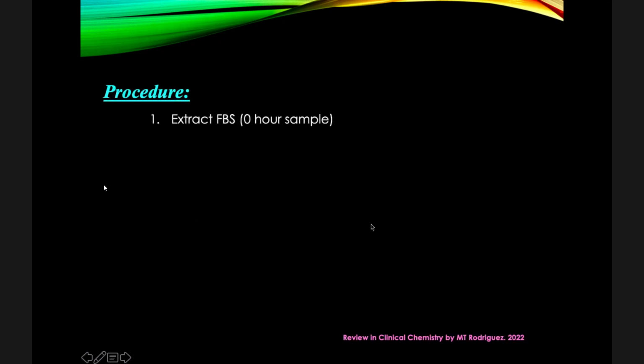Nagkakaintindihan tayo dyan, children. What is the procedure for OGTT? The first sample is known as the 0-hour sample. My goodness gracious, great balls of fire. What is the 0-hour sample in the whole clinical chemistry? That is the FBS sample in OGTT.